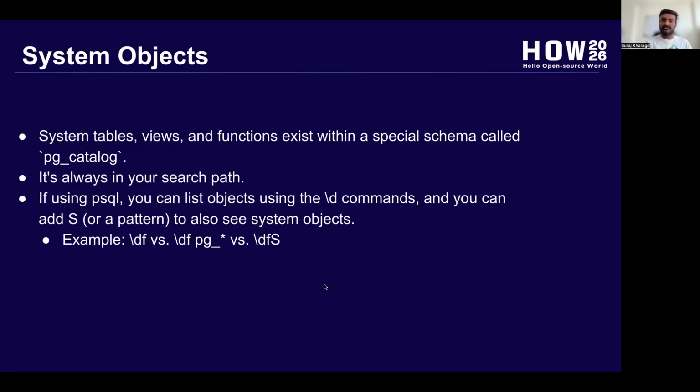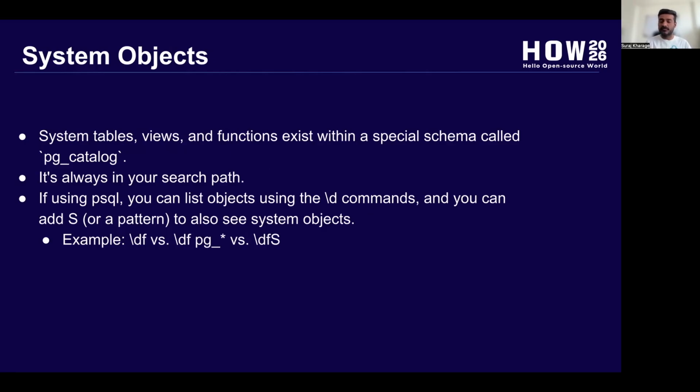The system objects are stored in a special schema called pg_catalog, and it's always in your path. If you don't specify pg_catalog in your search path, then Postgres internally adds it as the first schema in your search path. If you specify pg_catalog in your search path, then it follows the schema order.